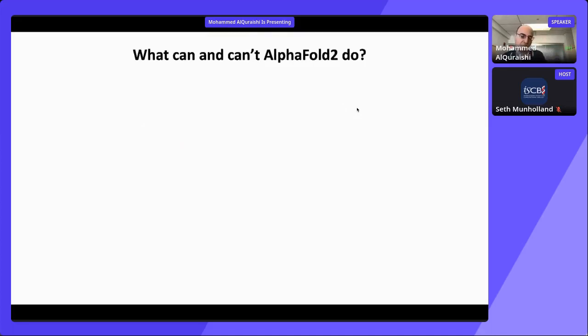So it's good to step back for a moment and think about what AlphaFold2 can and cannot do, because it's not omnipotent. It does have some limitations. At least in the context of CASP 14, which is really the only rigorous assessment that can be done, it was primarily tested on single domain apoproteins.